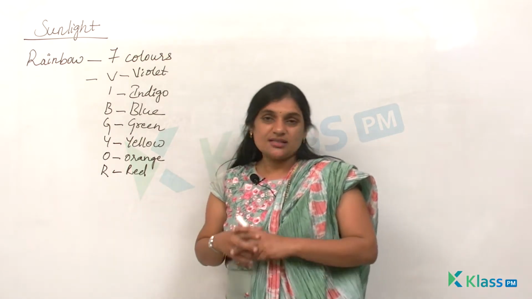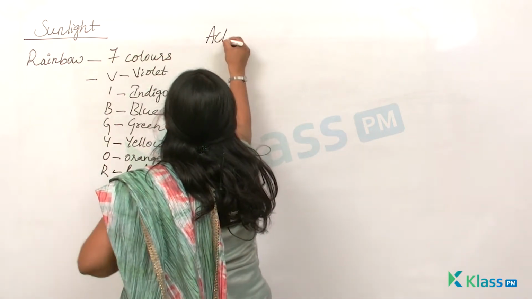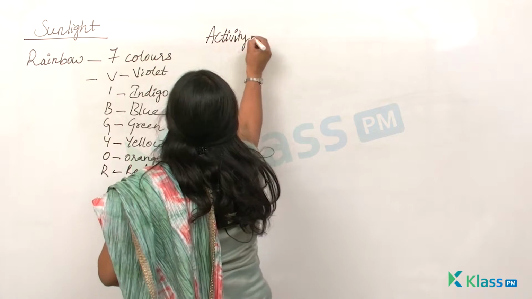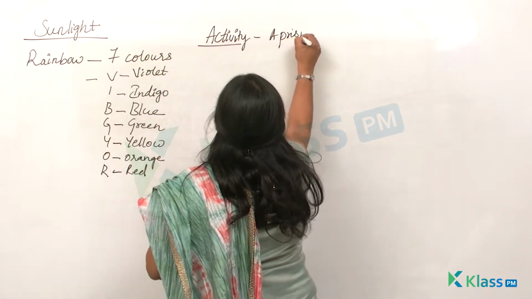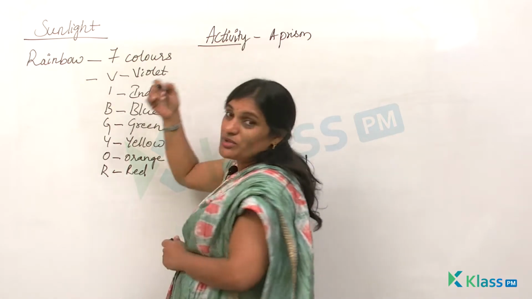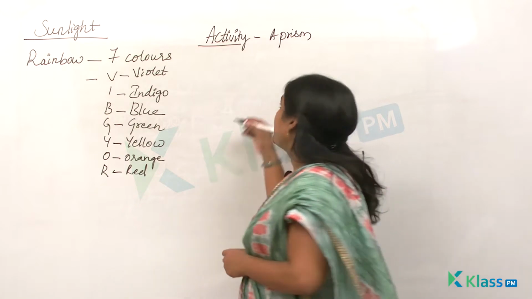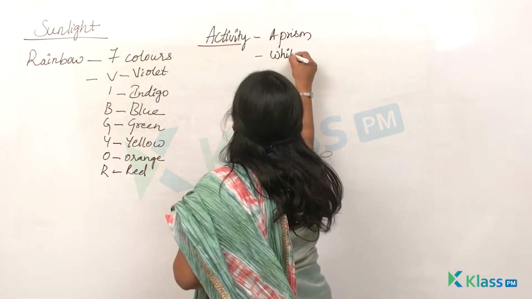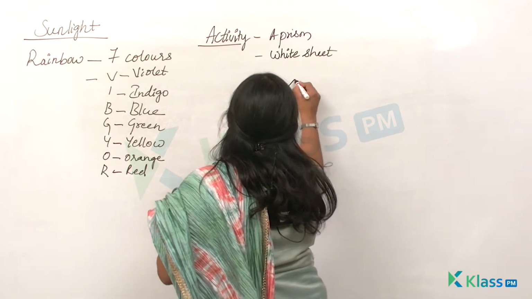To understand this, let us do a small activity. To understand the splitting of white light, let us do a small activity where you need a small glass prism. Glass means you know that it is transparent, it will split the light, right? And a white sheet or a paper.